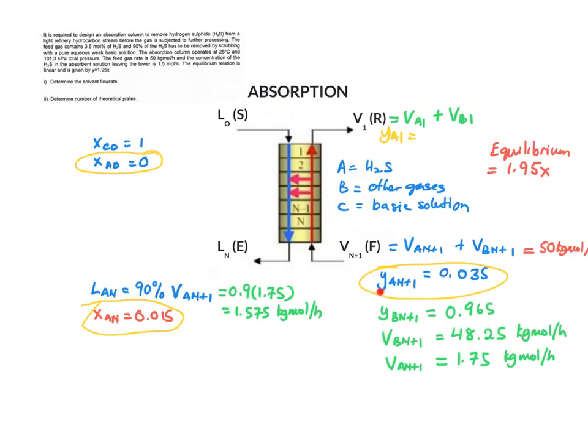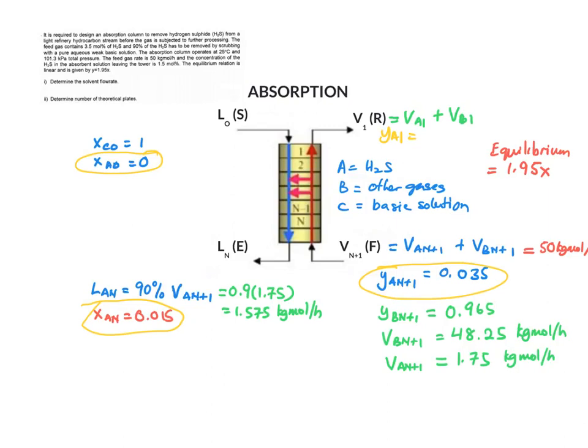With the information given for YAn plus 1 and the flow rate of the feed gas, we can now determine the mole fraction of the other gases, which is 1 minus 0.035, so we get 0.965. From this, we can calculate the flow rates of the other gases and of our solute, VAn plus 1. It was given previously that the recovery of solute in the extract is 90% out of VAn plus 1. Therefore, we can determine that the flow rate of the solute at the extract is 1.575 kilogram mole per hour.